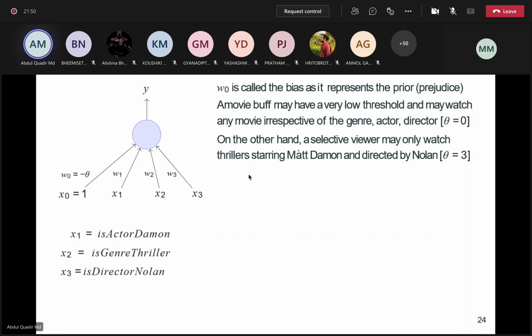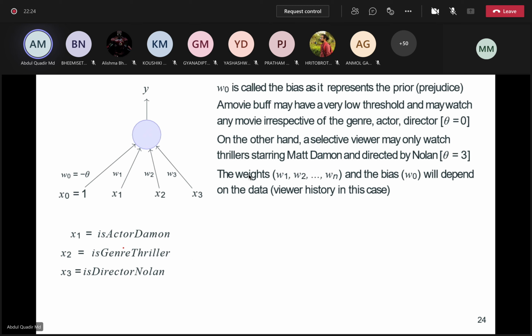On the other hand, consider a selective movie watcher who is going to be very selective. His actor should be Damon, the movie should be thriller, and the director should be Nolan. Then his threshold becomes 3. Consider Raj is very selective in watching movies, then his threshold becomes 3. Based on this 3, equal weightage is given to all the 3. And the bias depends on the data and on the viewing history also.